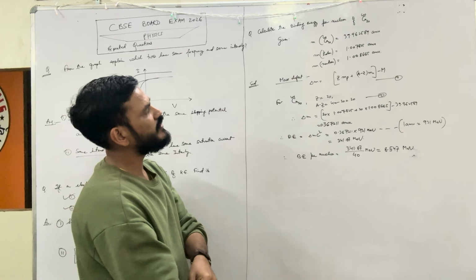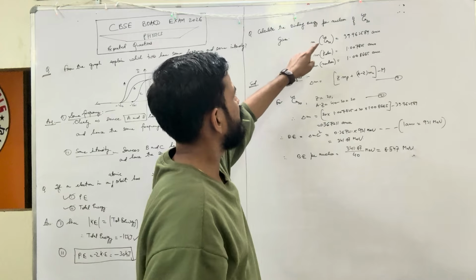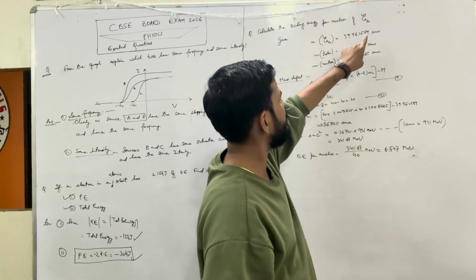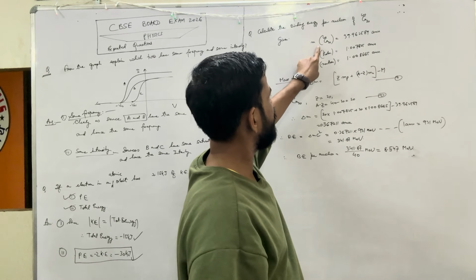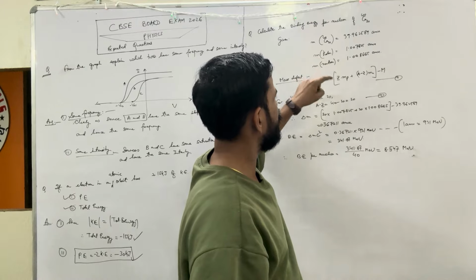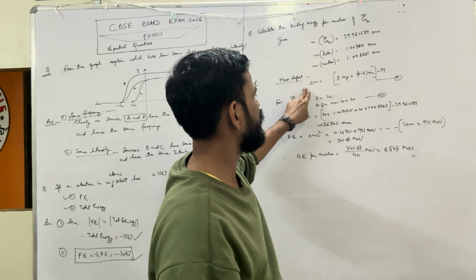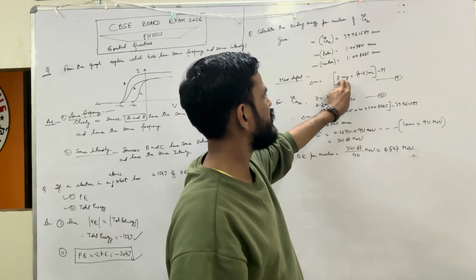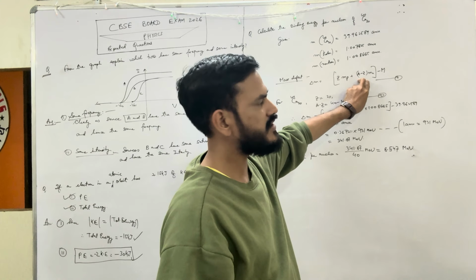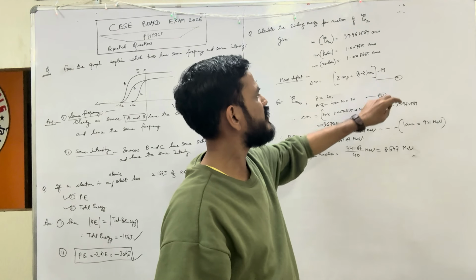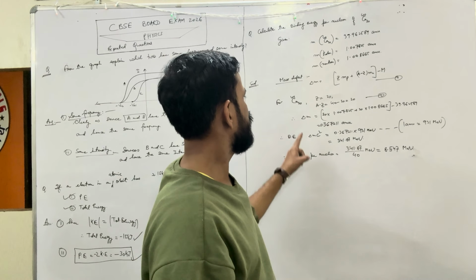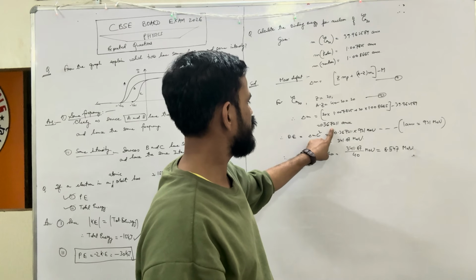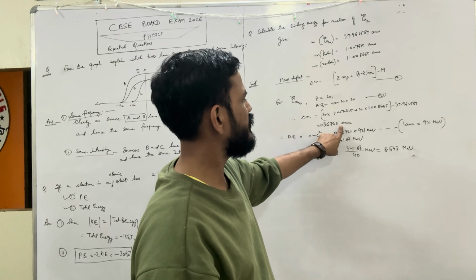Now this question is about binding energy. It says we need to find the binding energy of the calcium nucleus. The mass of the calcium nucleus is given, and the separate masses of proton and neutron are given. So first we need to find the mass defect, that is, find the sum of the individual masses of protons and neutrons, and then subtract the mass of the nucleus. If we do this, the mass defect comes out to be 0.367211 AMU.